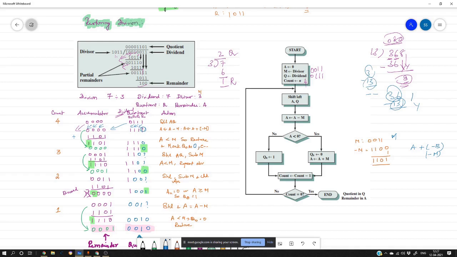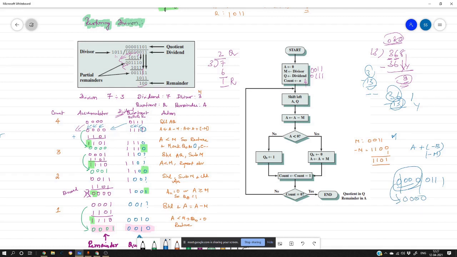I take a part of the dividend, which is assumed to be 0, 0, 0, 0, 0, 1, 1, 1. I consider this part. No, it is not divisible, right? So I have just restored it. Taken this value again into the accumulator. Okay, I hope this is clear.